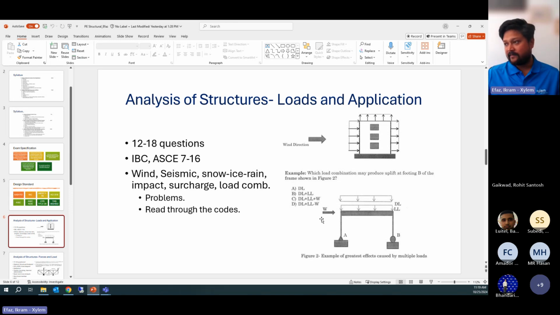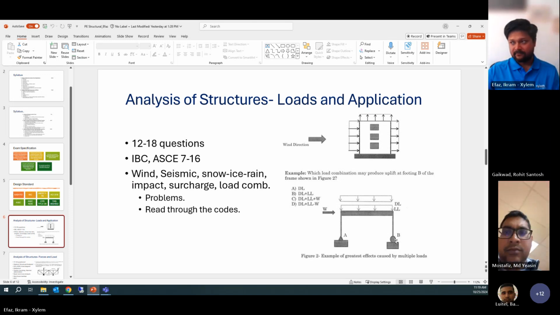You see there is this frame, and they're asking which load combination may produce uplift at footing B. So there are 4 load combinations. Which combination will produce uplift at footing B? Can anyone answer this question? This is a pretty simple one, but this problem actually appeared in one of the PE exams previously.